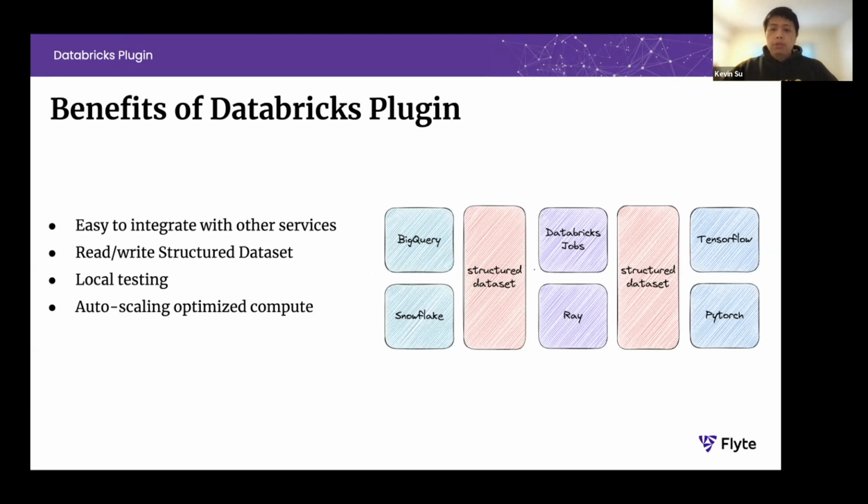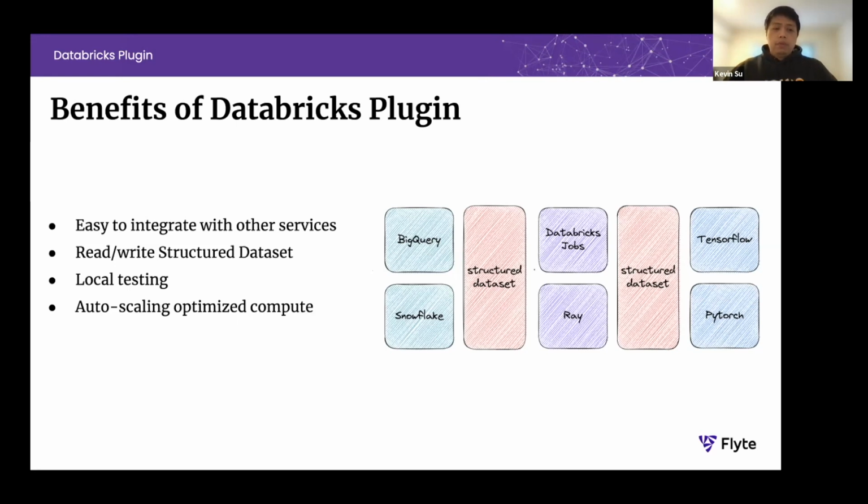So although you're running Spark on Databricks, you can easily access data from external data systems, like data warehouses such as BigQuery and Snowflake. And after the job is complete, Flyte will help you serialize your Spark data frame again to a structured dataset, and then you can pass it to your training job, distributed training, TensorFlow, PyTorch, etc.